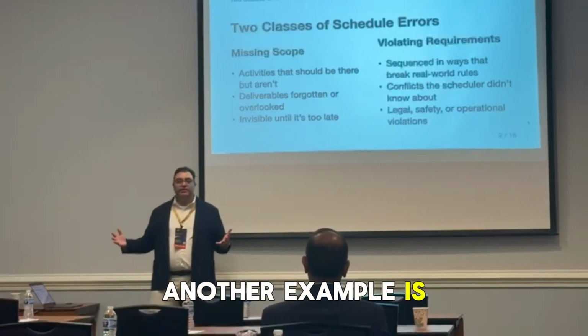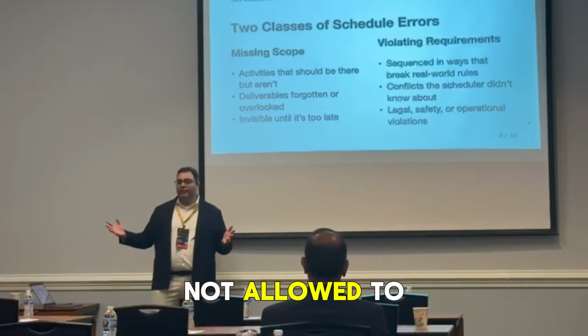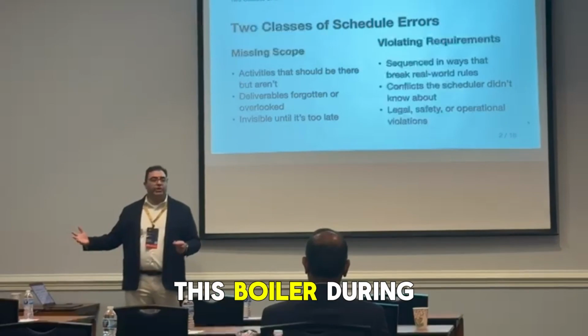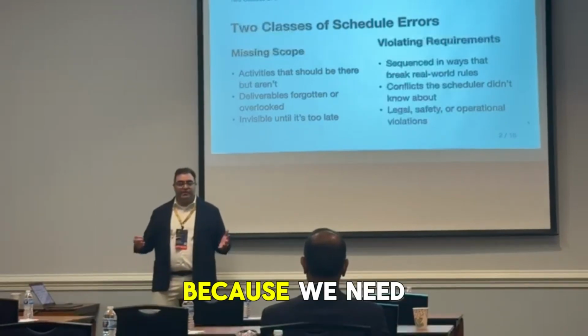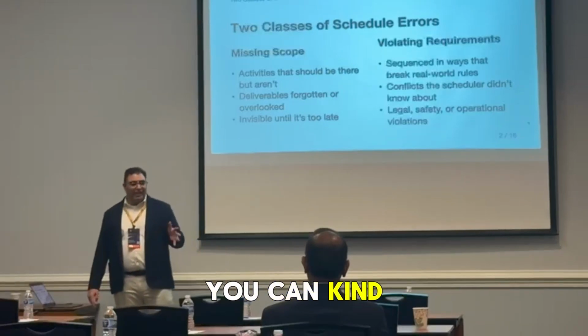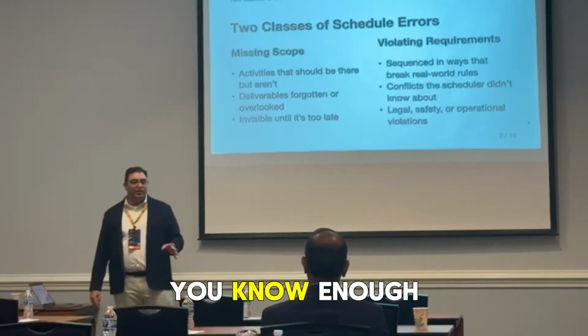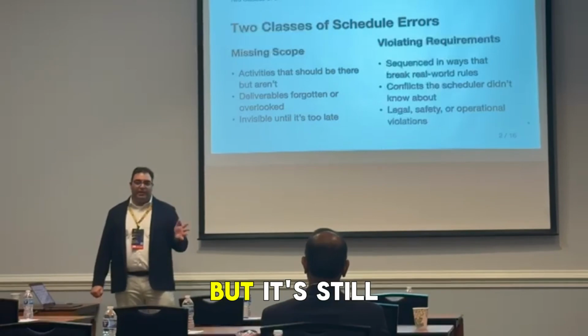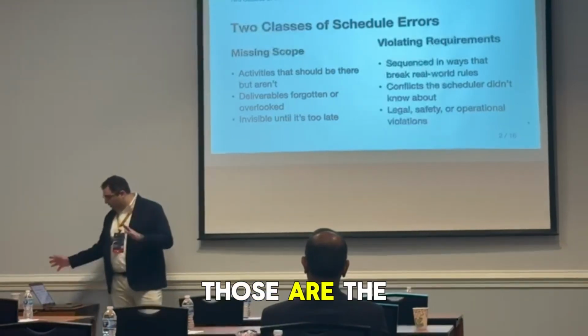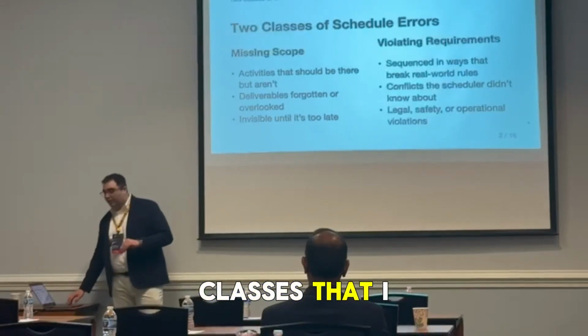Another example is, we're not allowed to replace this boiler during the winter months, for example, because we need continuous heating or something like that. That one you can kind of do with P6 if you know enough about P6, but it's still not ideal. So those are the 2 big classes that I want to talk about today.